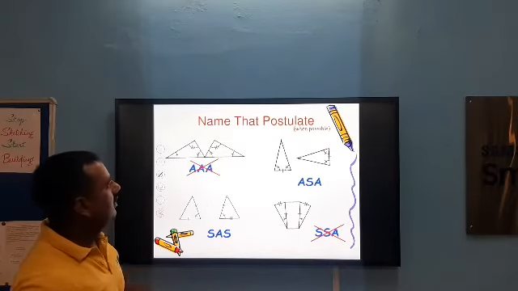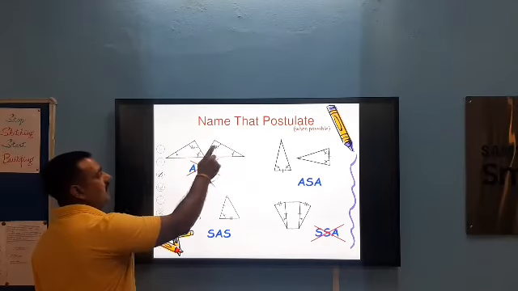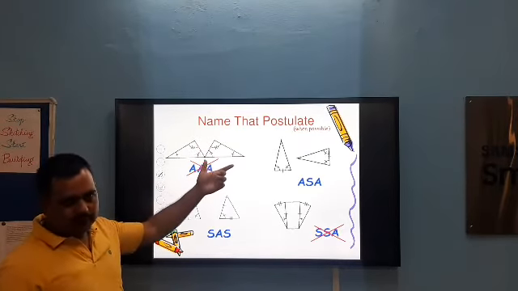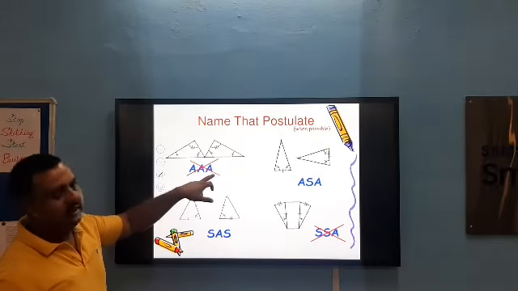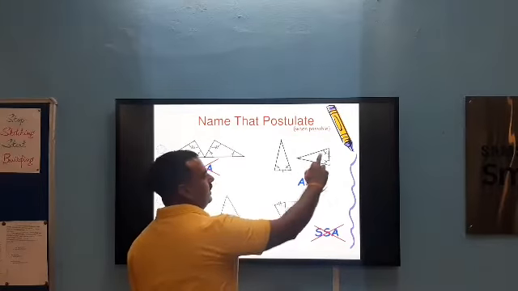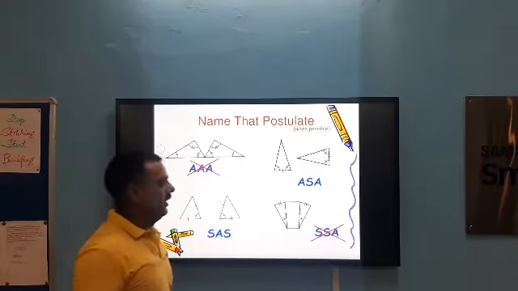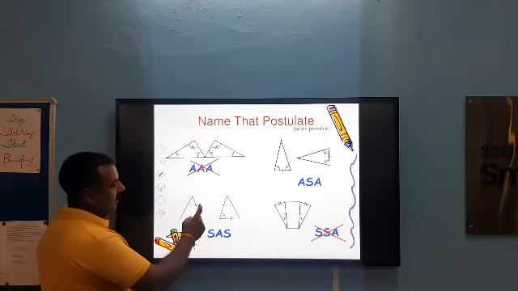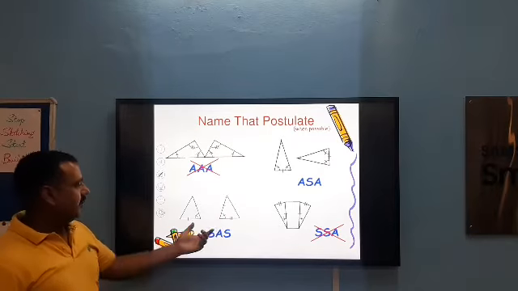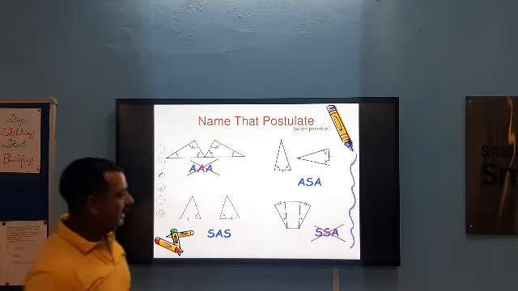Now again, we take the postulates. If it is given that the three angles of two triangles are equal, then AAA is not a congruency criterion. If two angles and the included side are given, then angle-side-angle is a criterion to prove the triangles congruent. If two sides and the included angle are given, then side-angle-side is a criterion.